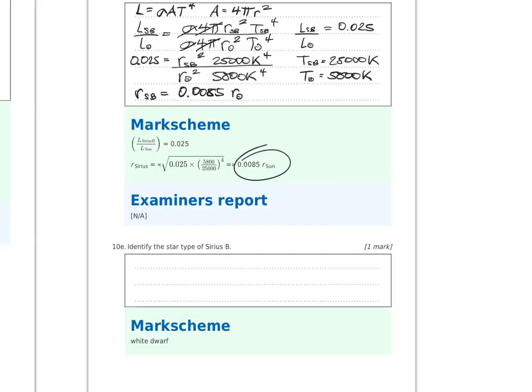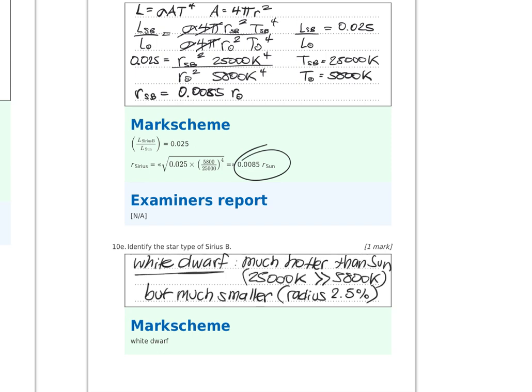So 10E says identify the star type of Sirius B. All you need to do is answer it, just say white dwarf. But the reason why is that it's way hotter than the sun, 25,000 Kelvin as opposed to 5,800 Kelvin, and it's much, much smaller, 0.85%, I'm sorry, 2.5% the radius of the sun. So it's a compressed core of a former star. It is a white dwarf, and it's off the main sequence, right? Because a white dwarf was once on the main sequence, I'm sure, until it became a white dwarf.